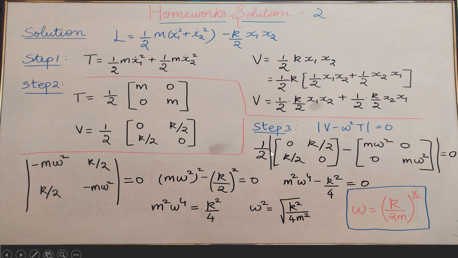So what is my step 3? To use the secular equation. I am substituting my V and T in my secular equation. This is my secular equation, and now if I simplify this, I get this term. I have to directly take the determinant of this one. So this is m omega squared, the whole squared, minus k by 2, the whole squared. If you simplify this, you get omega squared equal to root over k squared by 4m squared. On further simplification, you get omega equal to k by 2m, the whole power half, which is option D. I hope this solution helps you.